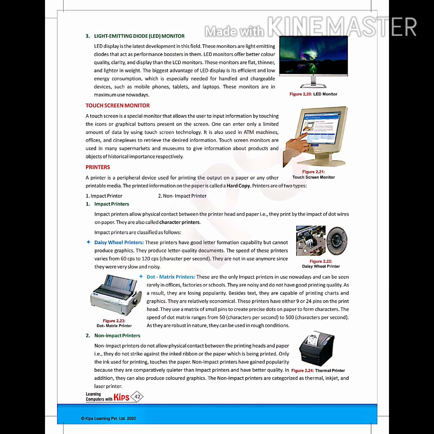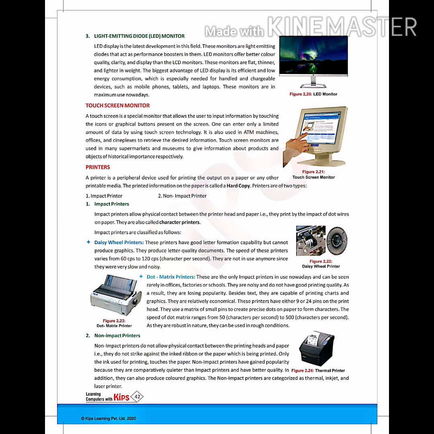Now, touchscreen monitor. The touchscreen is a special monitor that allows a user to input information by touching the icons or graphical buttons present on the screen. The best example is touchscreen mobiles. It's also a kind of touchscreen monitor. Now let us discuss the printers. A printer is a peripheral device. Peripheral devices are those devices that are connected to a computer.